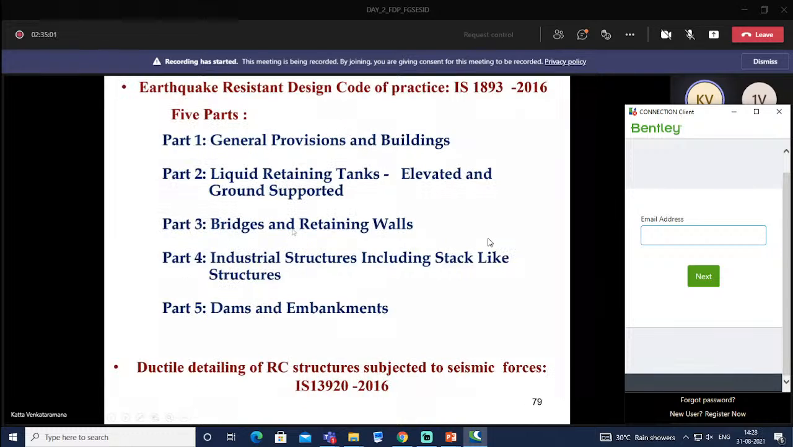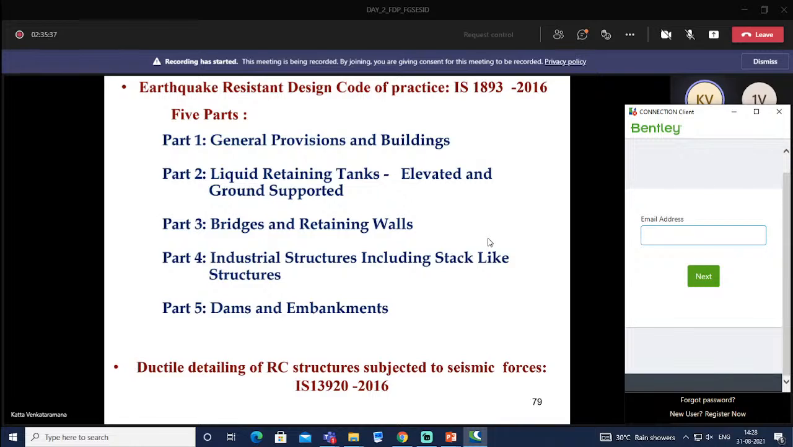There are many codes. I am just mentioning here 2 codes, mainly for RC buildings. Ductile detailing of RC structures subjected to seismic force is explained in IS 13920, a very important code, and the latest revision is 2016. So in this way, I explained some of the structural damage during past earthquakes, and also some of the ground failure, the liquefaction effects.